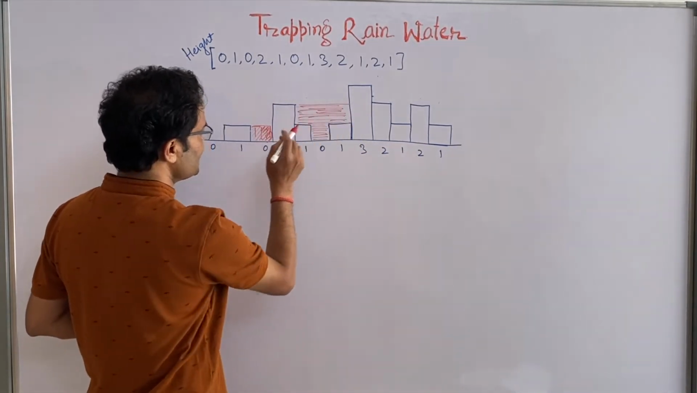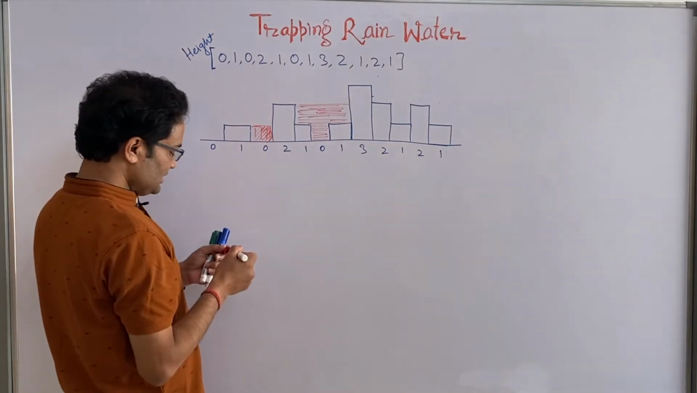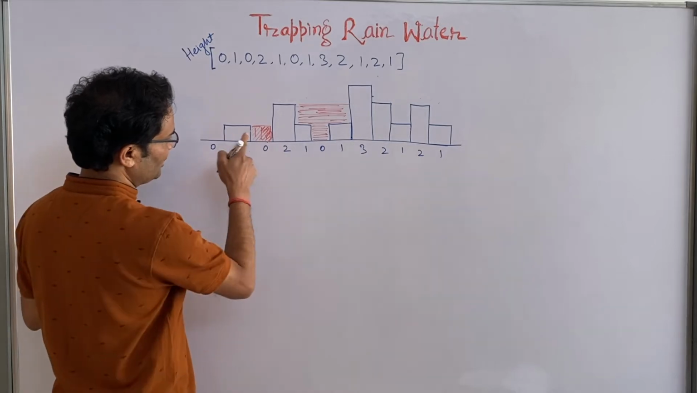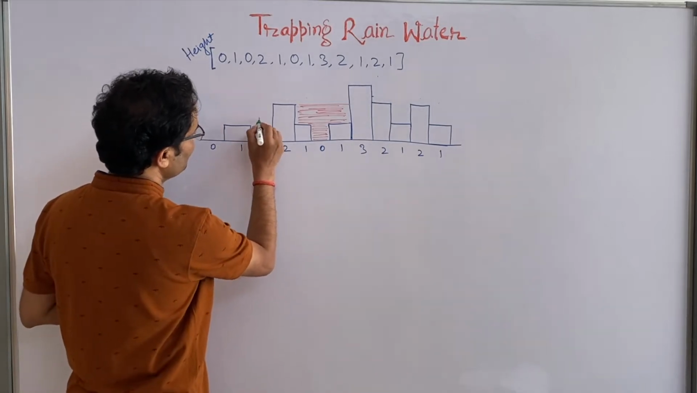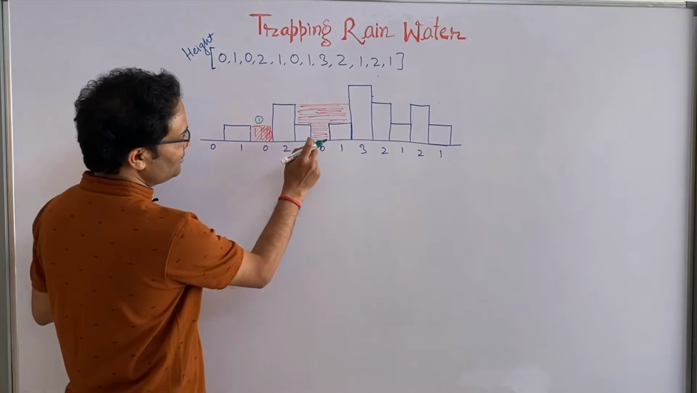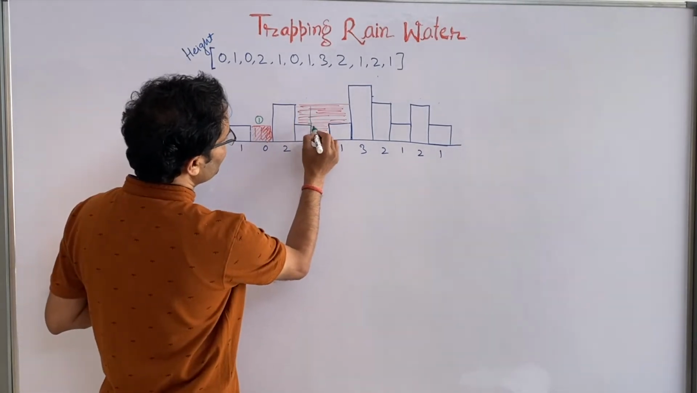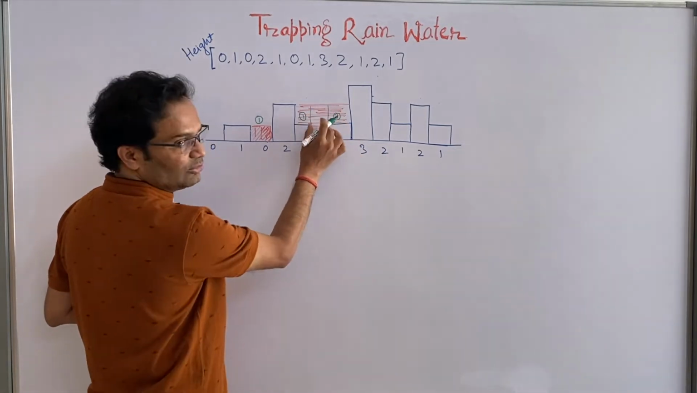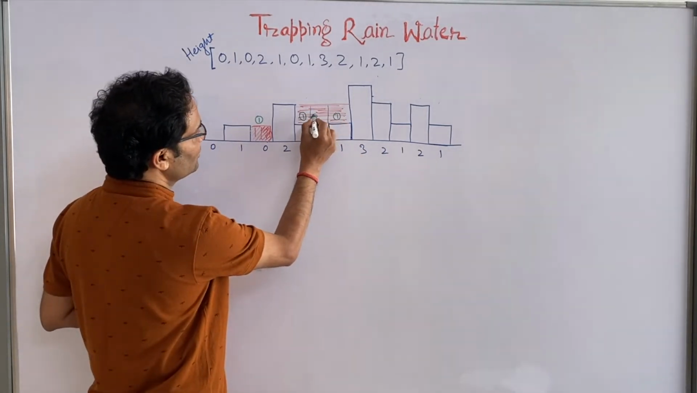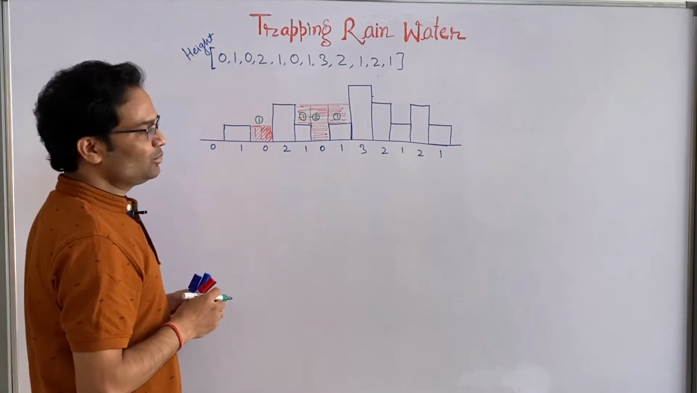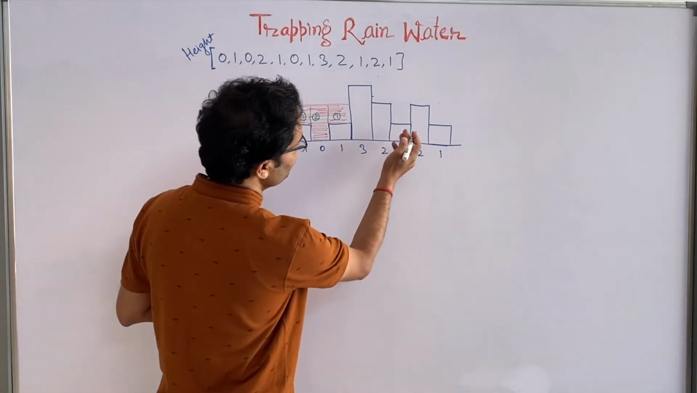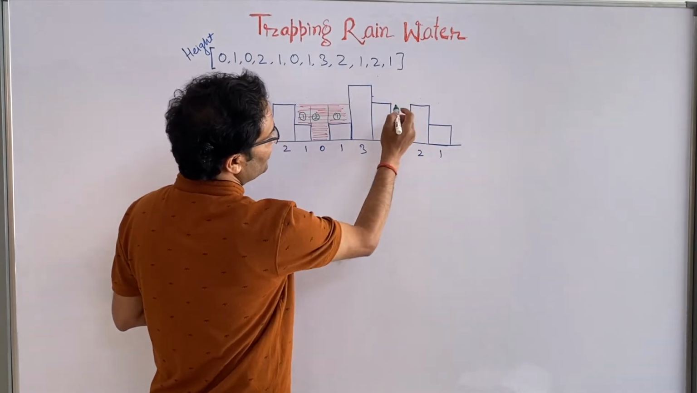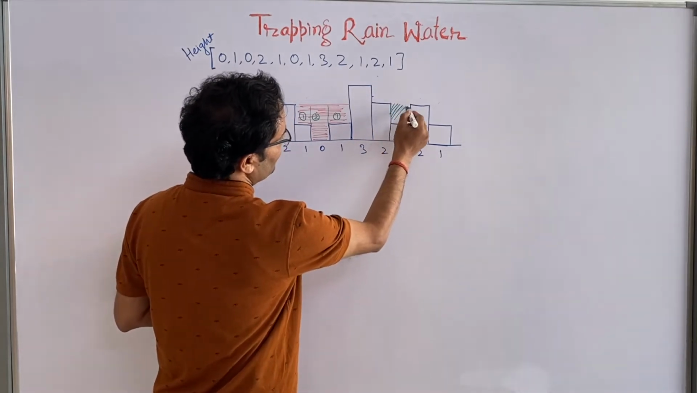As I said, the width is 1, and the height here is 1, so you can trap 1 unit of water here, right? But if you see this part, this is 1 unit of water, this is 1 unit of water, and here we have 2 units of water. So you can trap 2 units of water. Now here the possibility is here, right? So how much water can we trap? Of course not up to this height, we can only trap this much height of water, right?